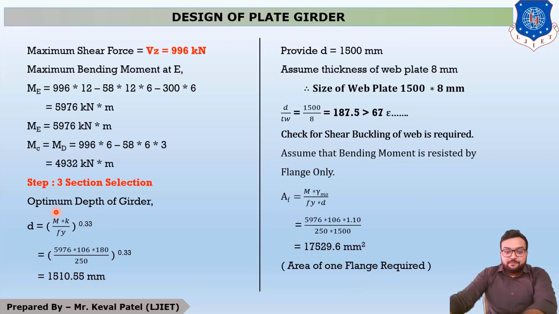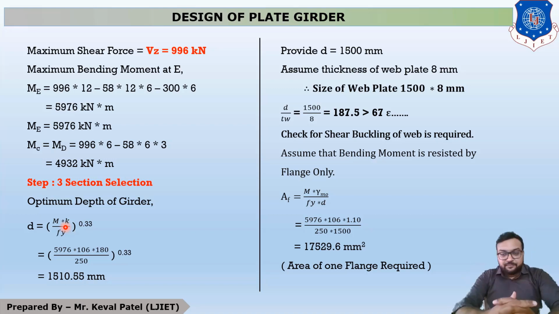Our optimum depth of girder equation will always be d = (M k / fy)^0.33. Now what is M? M means the maximum bending moment generated on the plate girder. So it is 5976 × 10^6. This is 10 raised to 6, not 106, and it is multiplied by k.